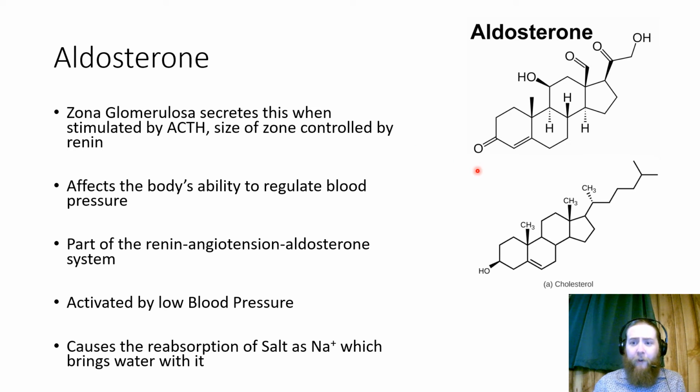So we get aldosterone secretion and production when we get low blood pressure, and this causes the reabsorption of salt as sodium ions. And as that salt gets reabsorbed through that nice process of osmosis and osmotic pressure, water always chases salt. Remember that. Water always goes to salt. So if there's more salt on the outside of the cell, water is going to go out of the cell. If there's more salt on the inside of the cell, water is going to go in. So that's aldosterone.